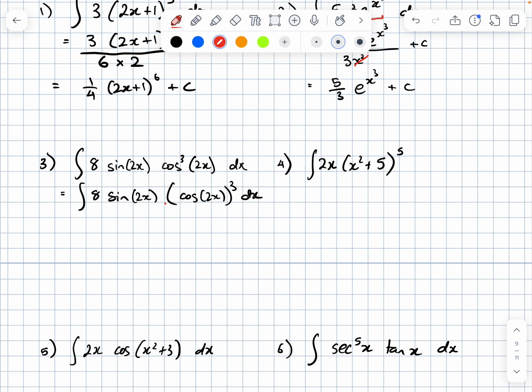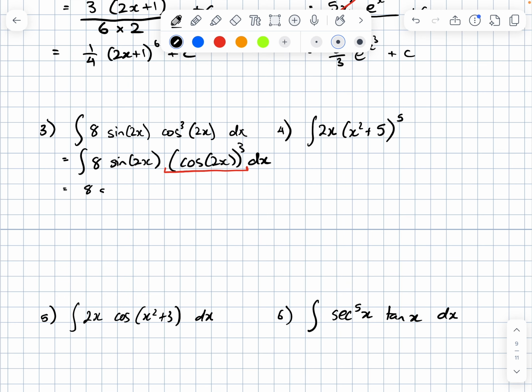So we're just going to look at this and integrate that bracket. I'm going to rewrite that 8 sine 2x first, and then times by the bracket. We increase the power of this bracket by 1. We then divide by the new power and the derivative. Cos 2x differentiates to negative sine 2x times by 2. Well, look at what cancels.